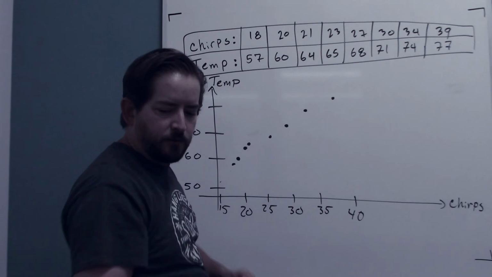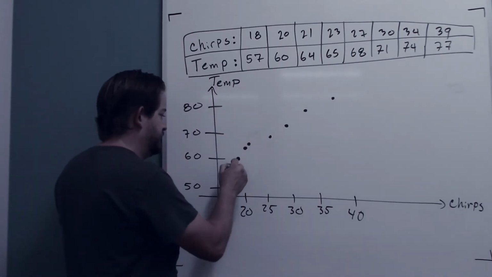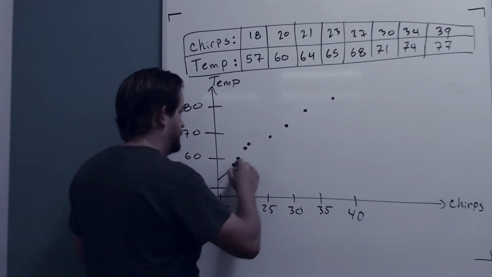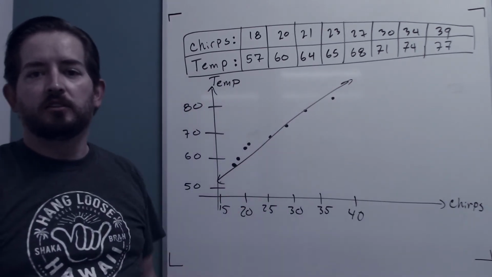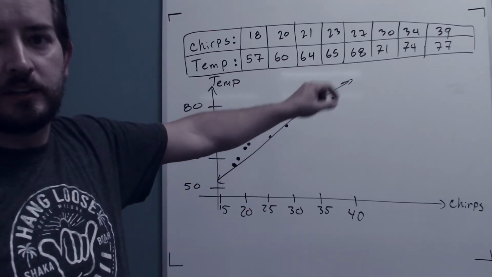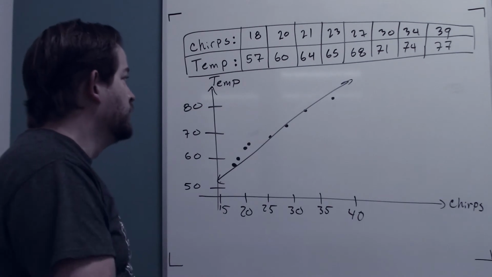I'm just nervous because I don't want to drag my red pen through a black dot. I hate that. Something to that effect, right? It looks like that line is a good representation of those points, that data, right? So that's my trend line.